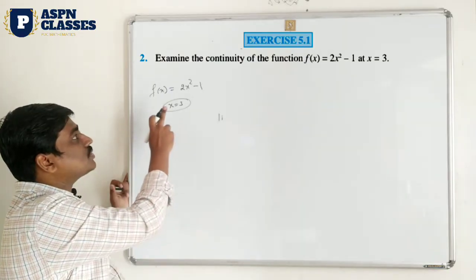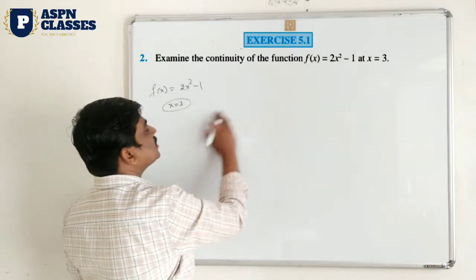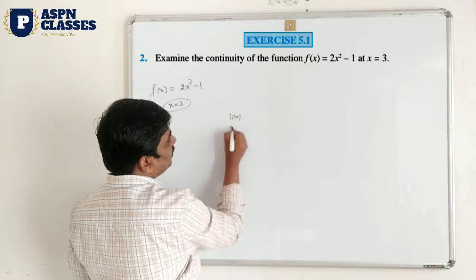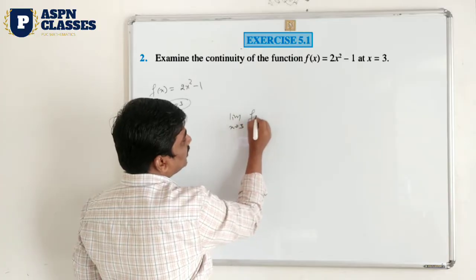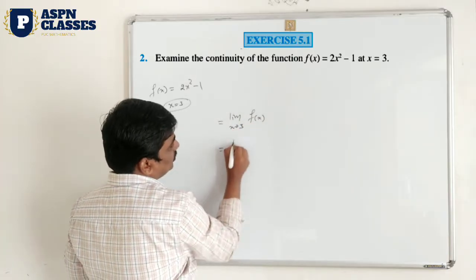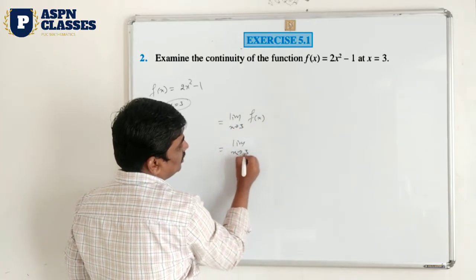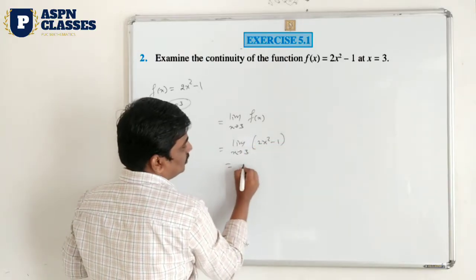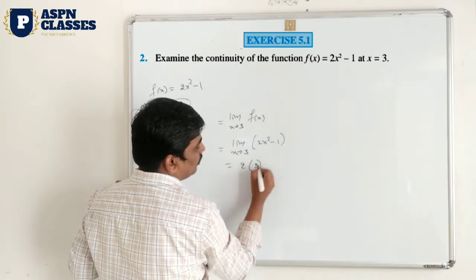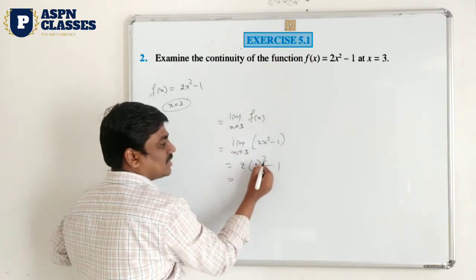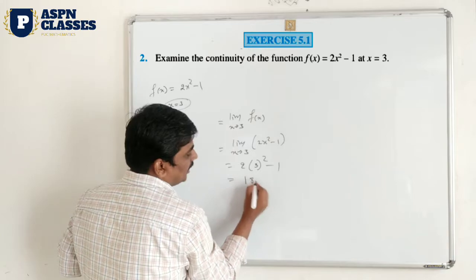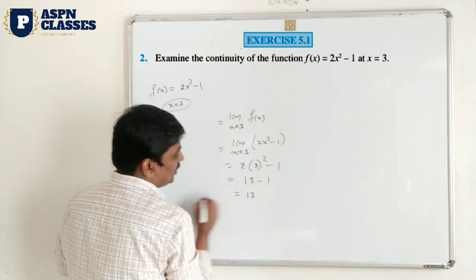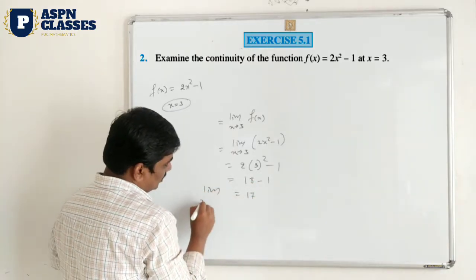So the given f of x is equal to 2x square minus 1. Now check out this limit answer. First, limit of x tends to 3, f of x is equal to limit of x tends to 3 of the function 2x square minus 1. So 2x square means 3 square minus 1. 3 square is 9, 9 into 2 is 18, minus 1. It means you get 17. So this is your limit answer.